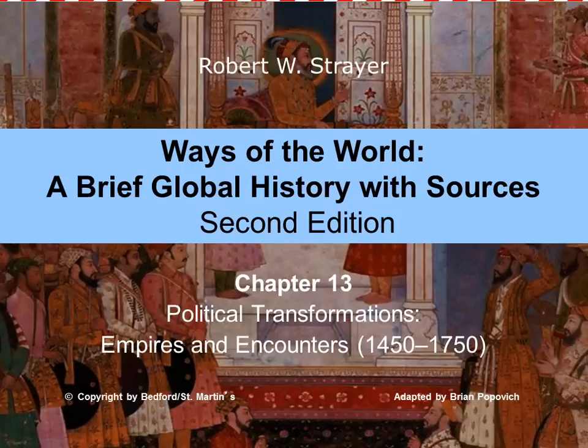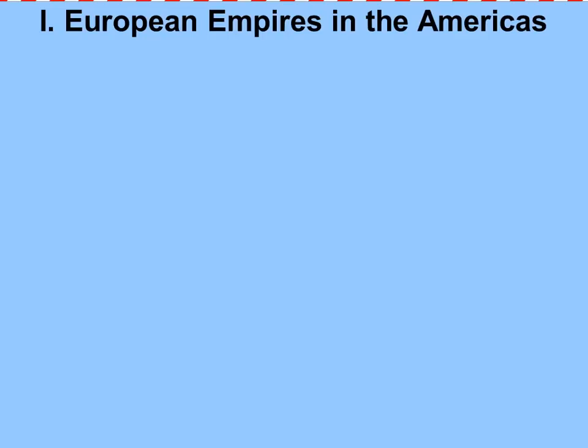Today we're looking at Strayer's Chapter 13, Political Transformations, Empires, and Encounters, 1450 to 1750. And as you may recall, in the introduction to the unit, Strayer is definitely in the camp of labeling this period the early modern period. And so he's going to emphasize the newness of this period. And among the most bold and newest things that happen are the development of European empires in the Americas, and so that's where he's going to focus most of his attention in this particular chapter.